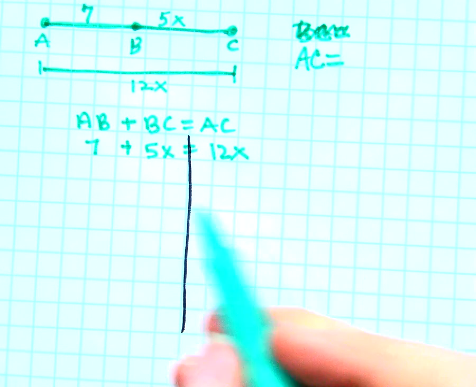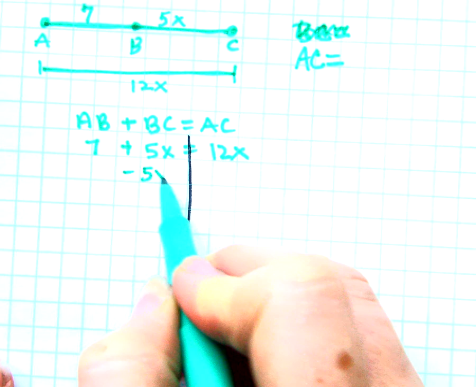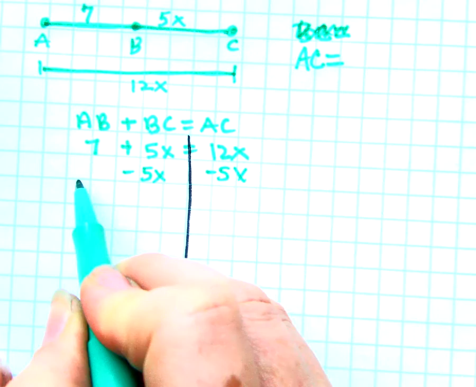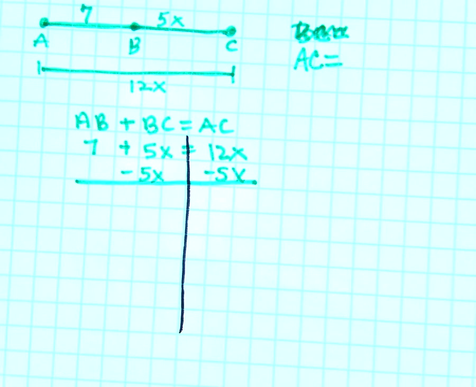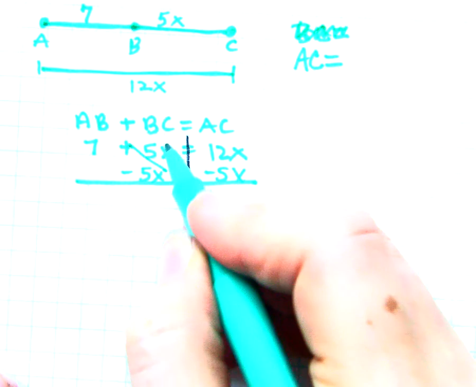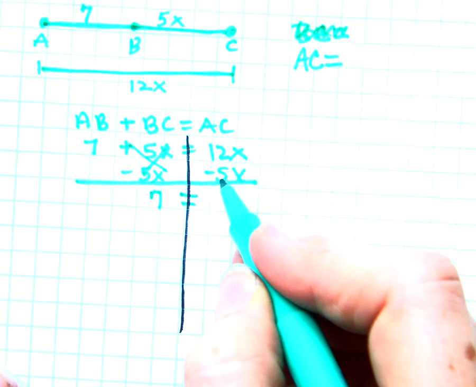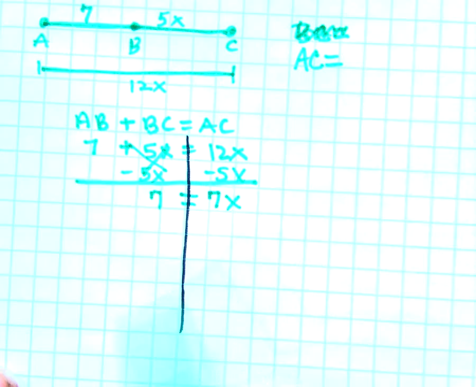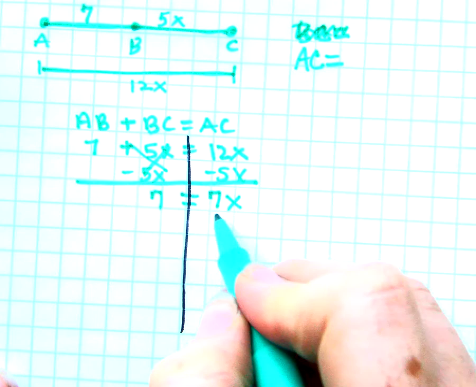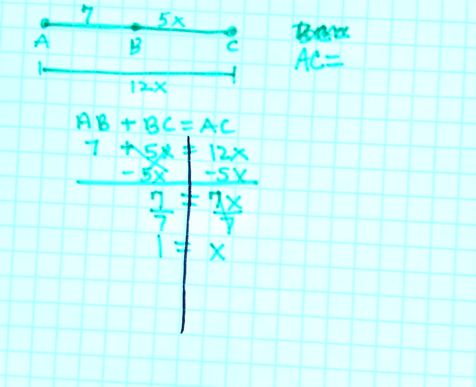So I'm going to move the smaller x using subtraction. So minus 5x from both sides. Nothing's affecting the 7, but 5x minus 5x is going to 0. So I bring down the 7. 12x minus 5x is 7x. And easy, one more step, divide by 7. So x is 1.